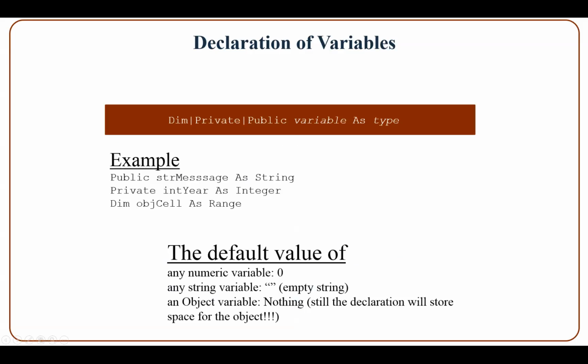Now let's see how you declare variables. So this is the syntax for variable declaration. You declare the variable with either the Dim, Private, or Public keyword to indicate the scope of the variable, as well as the type of the variable.